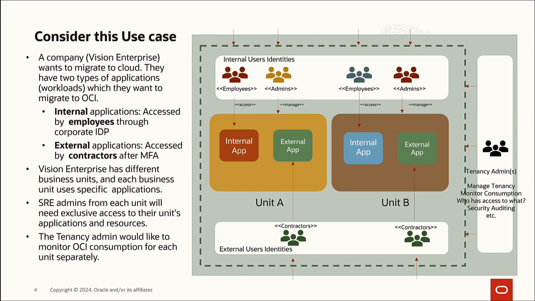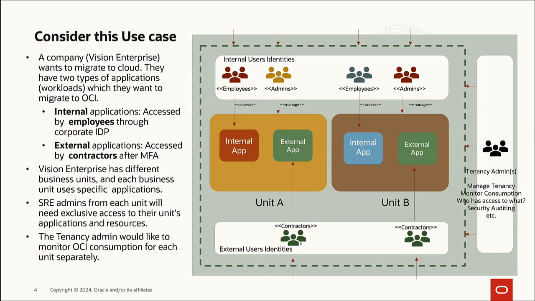An internal application, which is accessed by the company's employees through the corporate IDP, and you obviously have your gamut or slew of external applications. These are exposing external endpoints, and these are basically targeting your set of contractors, or let's call them external users. So in that case, logically, to depict this use case, we have two sets of users. We see those two white boxes here. We have the internal user identities, and we have the external user identities.